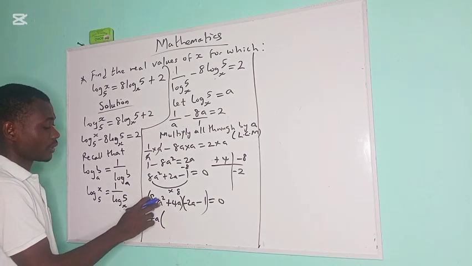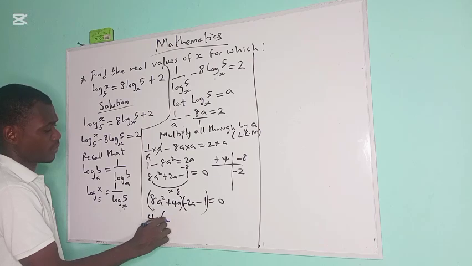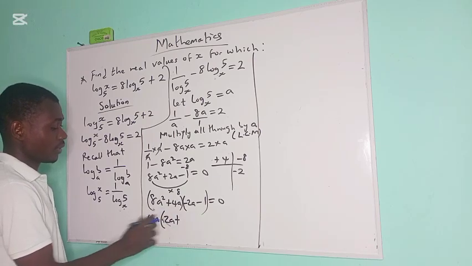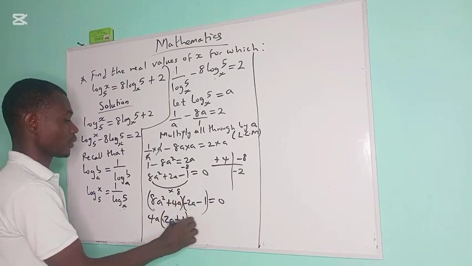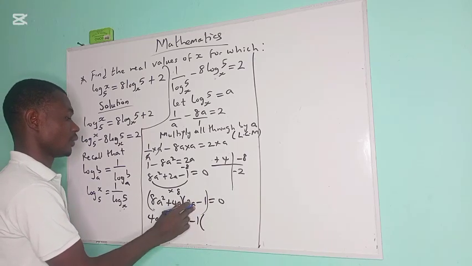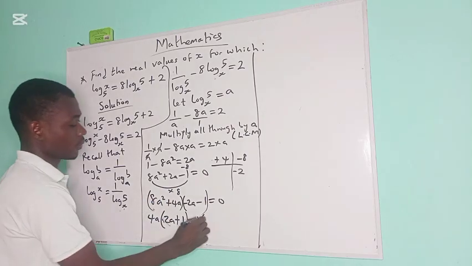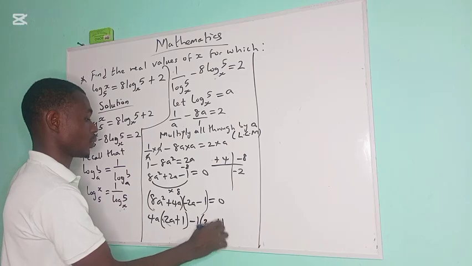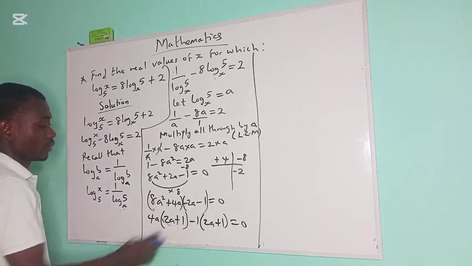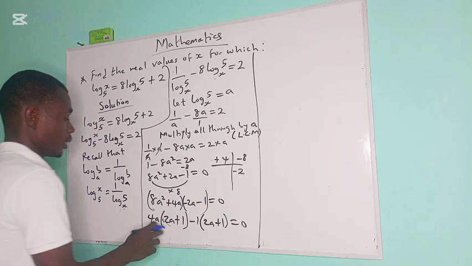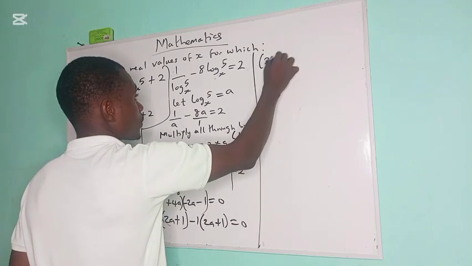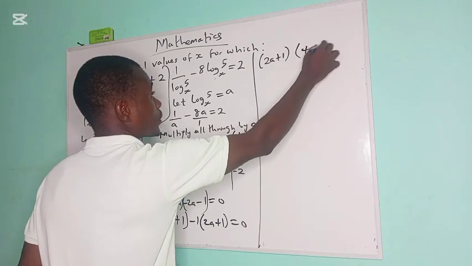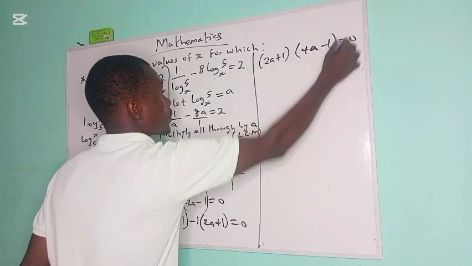So 4a divided by 8a squared divided by 4a, that will give you 2a plus this divided by this, that will give you 1. The common factor here is minus 1. So divide this from minus 2a divided by minus 1, that will give you 2a. Minus 1 divided by 1, that will be plus 1. So if you take one of this, that will become 2a plus 1, then 4a minus 1 is equal to 0.